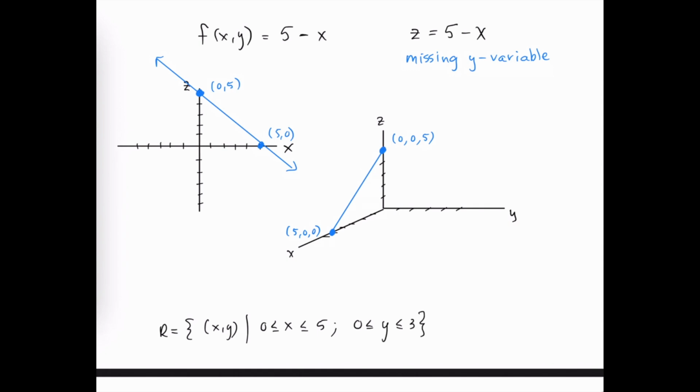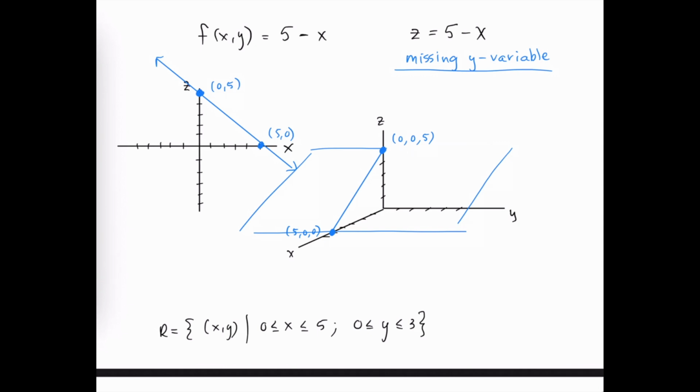Before we do too much with this drawing, let's remember that the region in the xy plane over which we are to find this volume is from 0 to 5 in the direction of x and from 0 to 3 in the direction of y. Now, because we are missing the y variable, this plane would be obtained by flying these ordered triples in the direction of the missing variable y. But we really only want to go out to y is equal to 3.